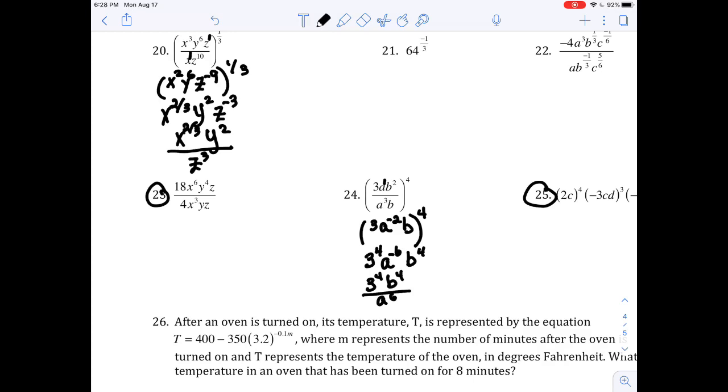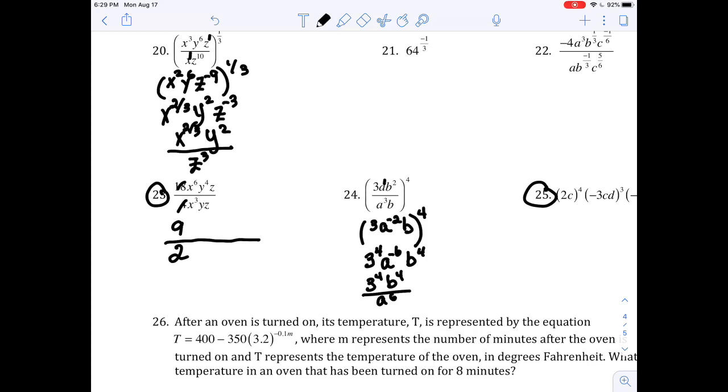Number 23, 18 doesn't divide 4 equally. And so all we can do there is divide away common factors. A common factor of 18 and 4 is 2. So that would give me 9 on the top and 2 on the bottom.